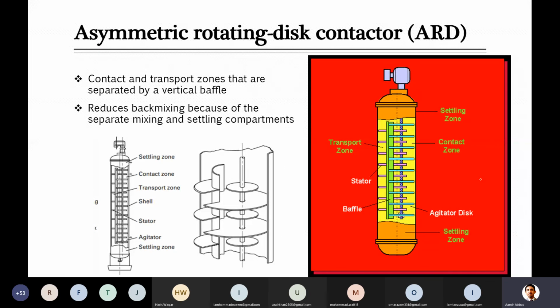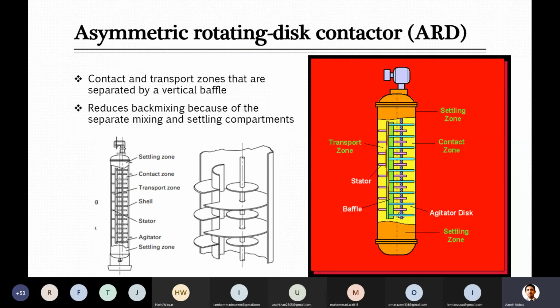But in this kind of equipment, they introduce something called a vertical baffle. Here you can see in this diagram, there is a vertical baffle, and when you install it, it creates two zones inside the equipment, which we can call the contact zone and the transport zone. They also call it the settling zone. Inside this there is no mixing; any heavy liquid that reaches the top will try to settle down and come down this path, and any lighter liquid will try to move towards the top.